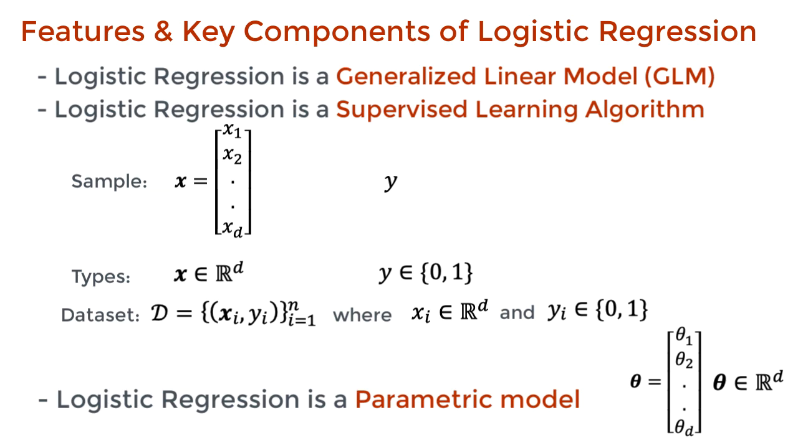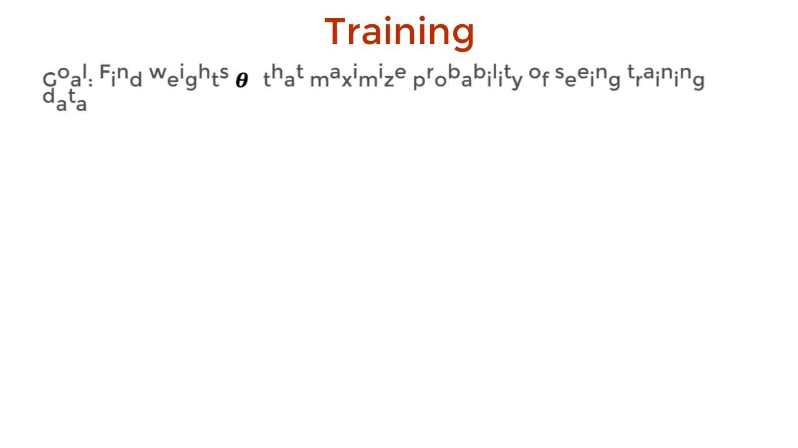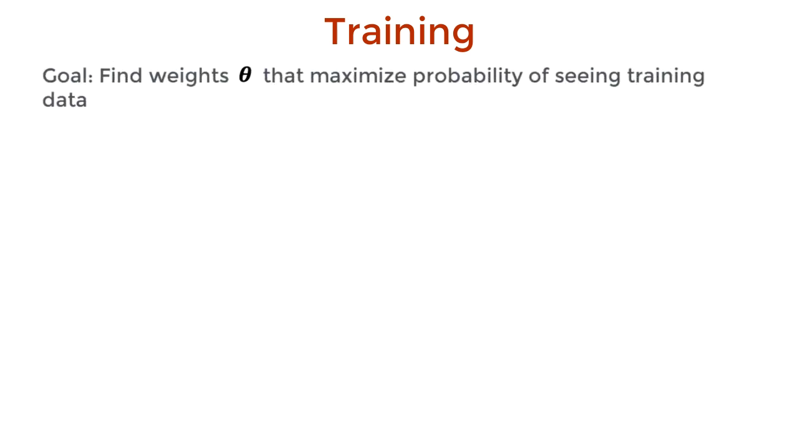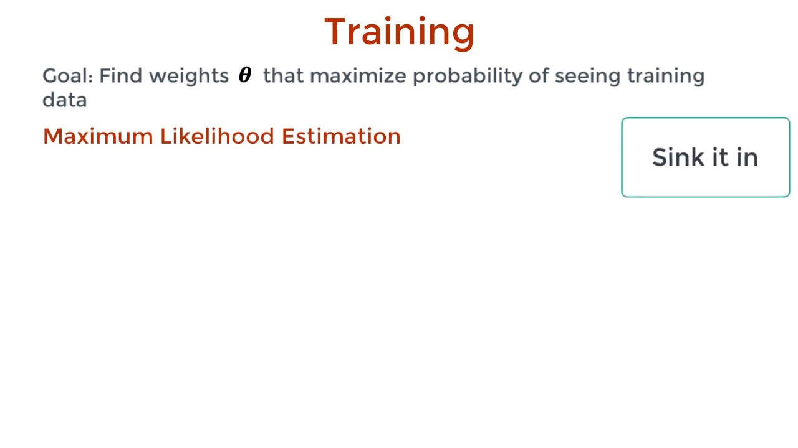Great, so we laid out some of the ground variables. Let's now talk about training. The main goal of training is to find the model parameters, that is, the weights, theta. And we want to find the weights that maximize the probability of seeing this training data. In machine learning lingo, this is maximum likelihood estimation. Let this definition sink in because it is a very important concept in machine learning theory.